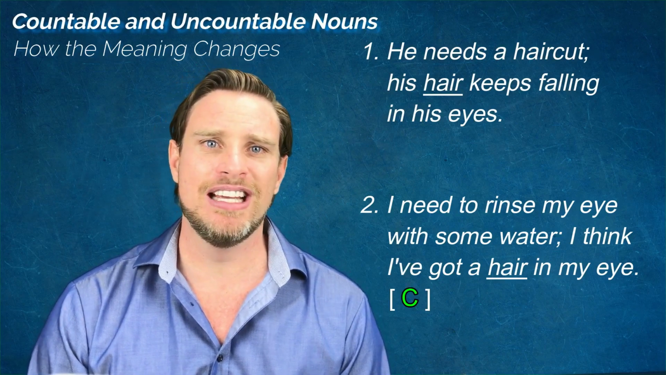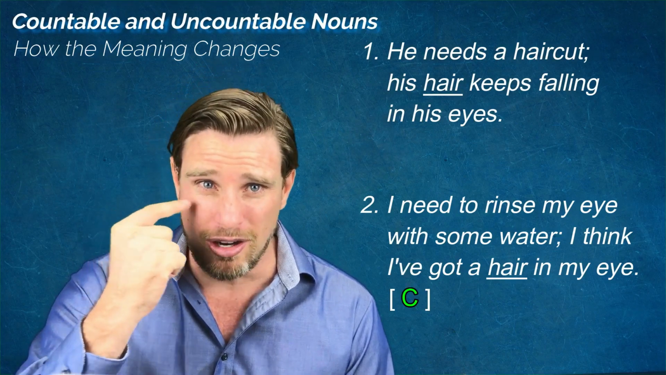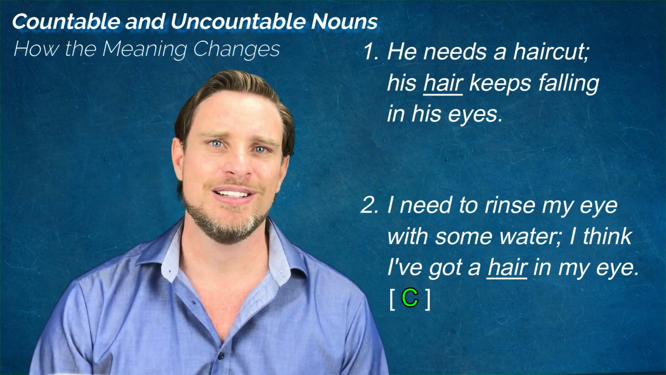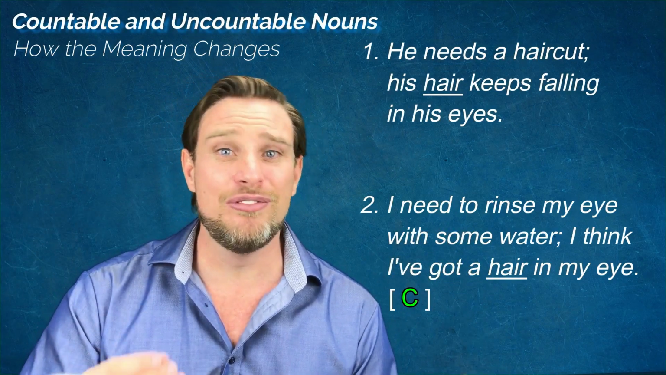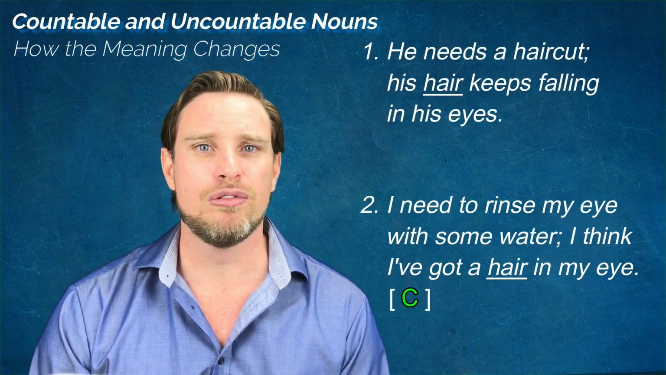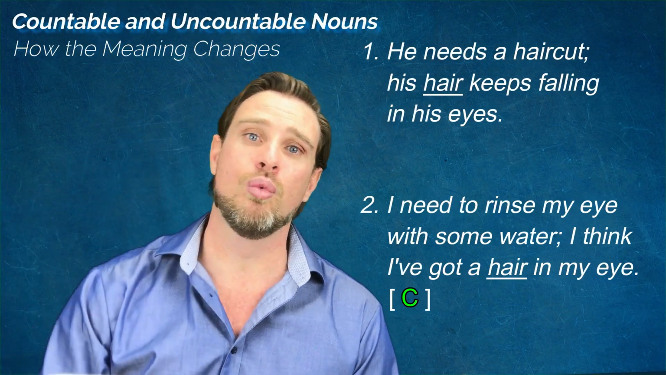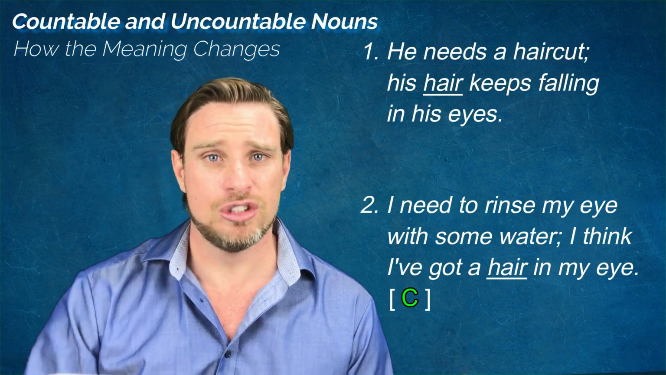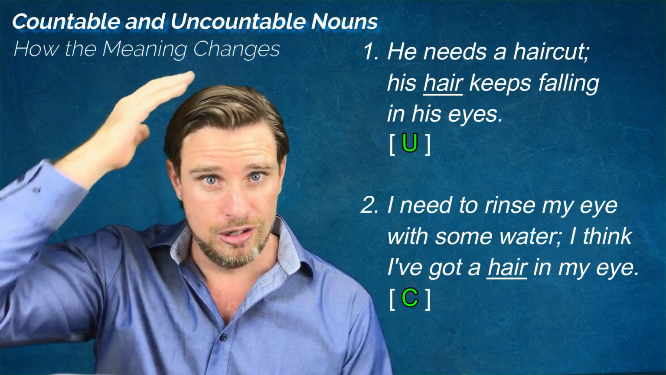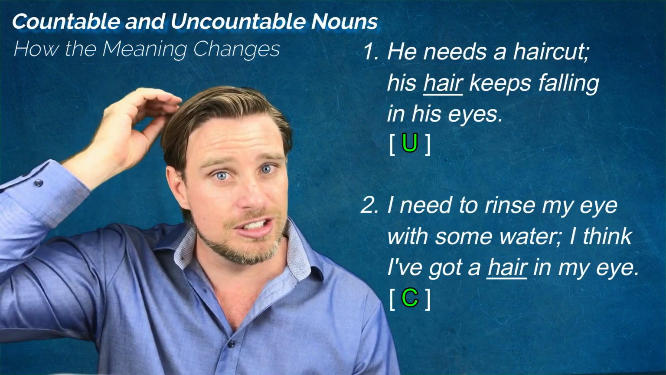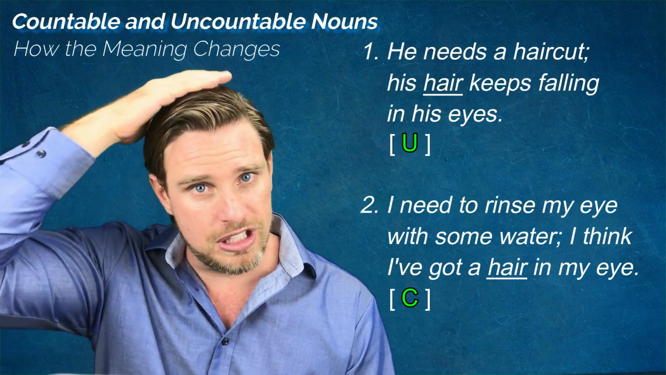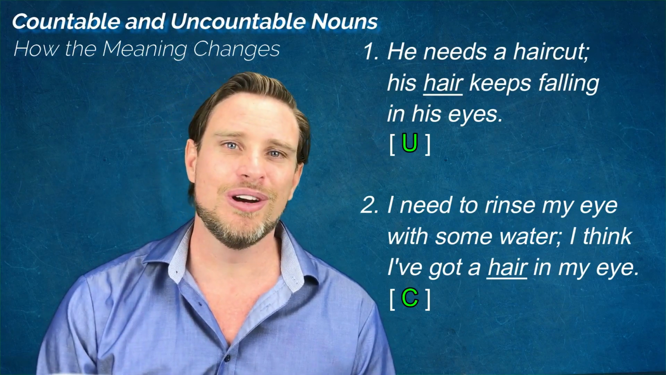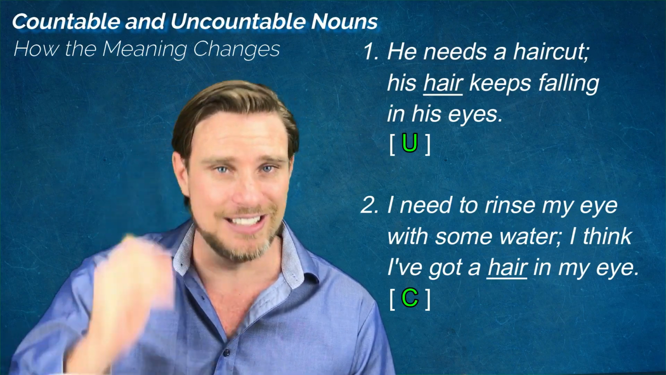And what this means is a single tiny little hair is in my eye. It could be from your head, or it could be a dog hair, or a cat hair, a hair from anywhere. And that is normally very annoying. So this person wants to get rid of his hair by rinsing his eye with some water. The first sentence, his hair keeps falling in his eyes, is talking about his hair, the hair on his head, the whole lot of it. My hair, this is my hair, we count it as one object when we use hair as an uncountable noun. That's why we get a haircut. We don't get my hair's cut, we get a haircut.